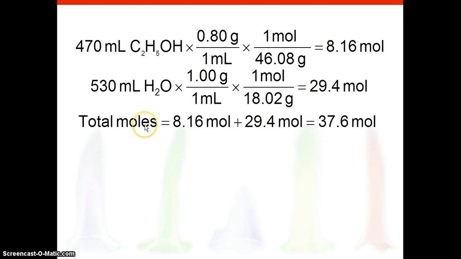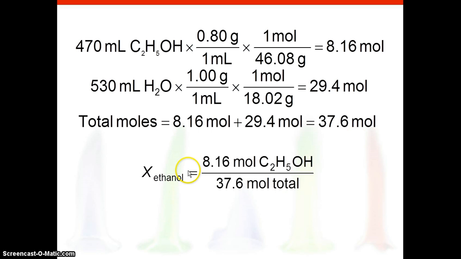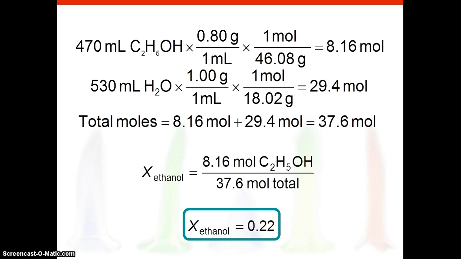So now we have total moles: 8.16 moles ethyl alcohol plus 29.4 moles of water. So in total we have 37.6 mole. Now we need to calculate the mole fraction of ethanol. We have 8.16 moles of ethyl alcohol divided by total moles, which is 0.22.